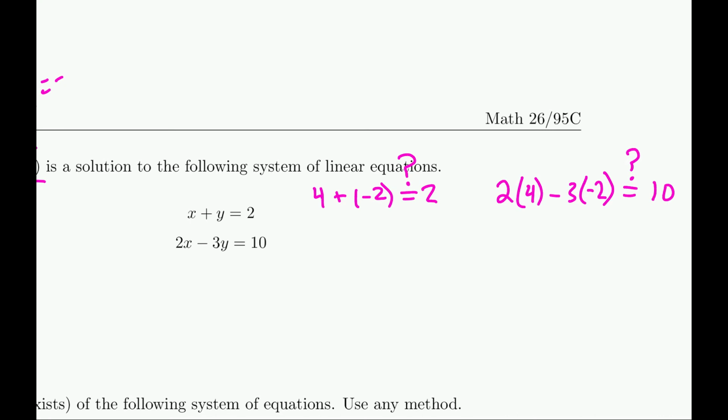And then you work these out. So like this first one, you just do 4 minus 2. 4 minus 2 is 2, equals 2. So that's true, right? Left side equals the right side.